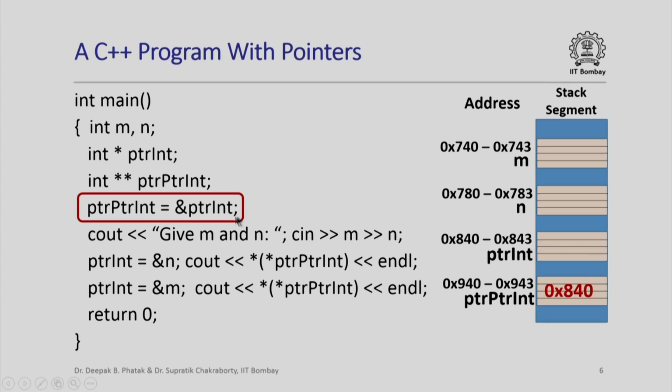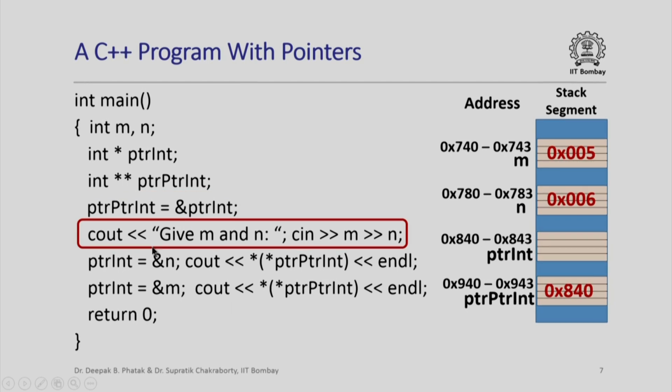Now when I execute this statement, pointer int is assigned ampersand pointer int, what happens? I have to find the address of the memory locations assigned to pointer int. These are the memory locations assigned to pointer int. I have to find their address. Which address should I pick? There are 4 addresses over here. We have studied earlier that we will pick up the address of the first byte in this set of 4 consecutive bytes. So in this case we are going to pick up hex 840, and we are going to store that in the memory locations allocated for pointer int, which means in these 4 bytes allocated for pointer int.